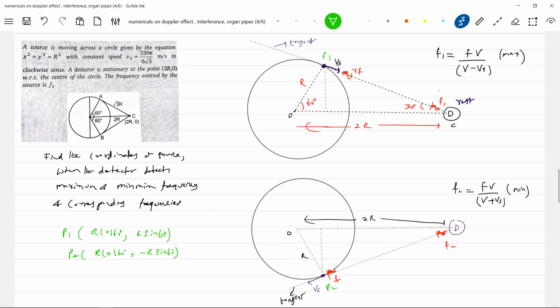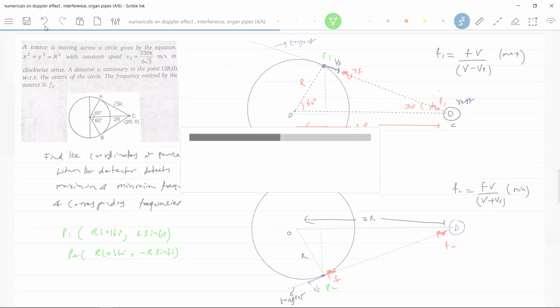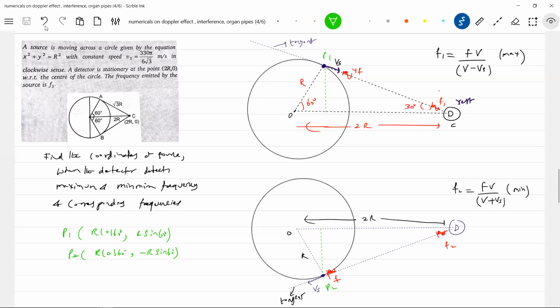Okay, I agree with this. So the source will be moving in a circular path, the detector will be placed at a certain point, and something is related to that, what the question is being asked. So nothing will happen, the source will continuously move.